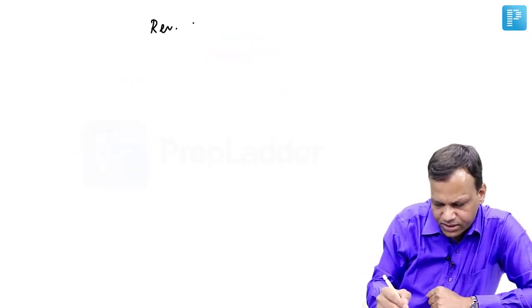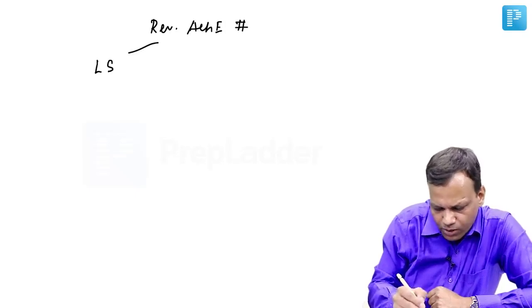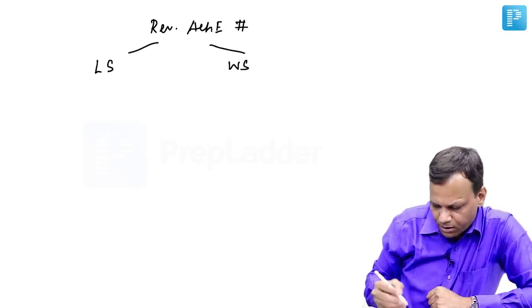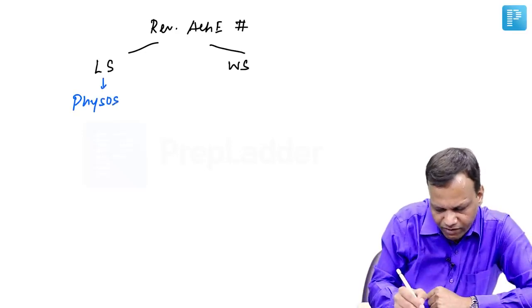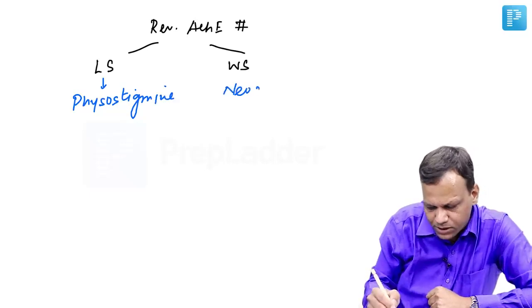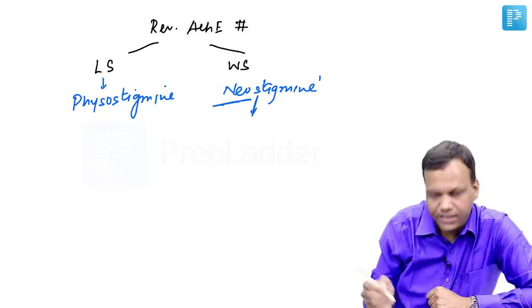So starting with the reversible acetylcholinesterase inhibitors, they may be divided into lipid soluble and water soluble drugs. The main lipid soluble drug in this category is physostigmine, whereas the main water soluble drug is neostigmine. So from the name you can remember, neostigmine is saying "not soluble" in lipid.